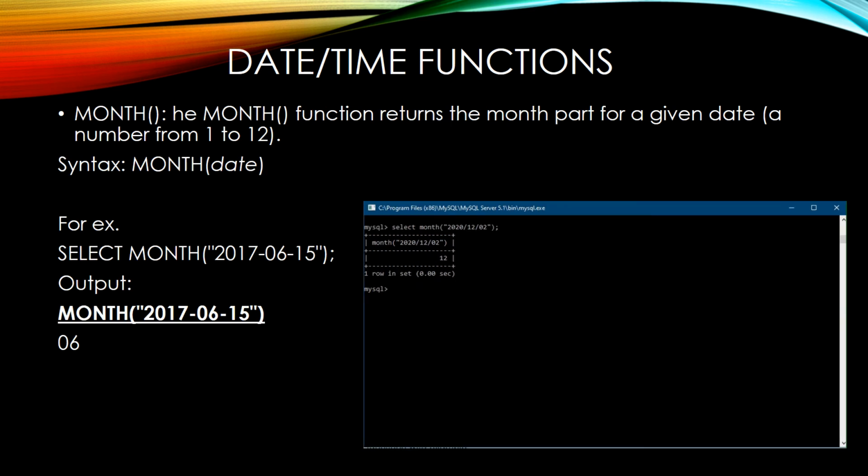Month function. The month function is used to return the month from the passed date. In this date, the month is 12, that is December. So when we pass this command, it will return 12.